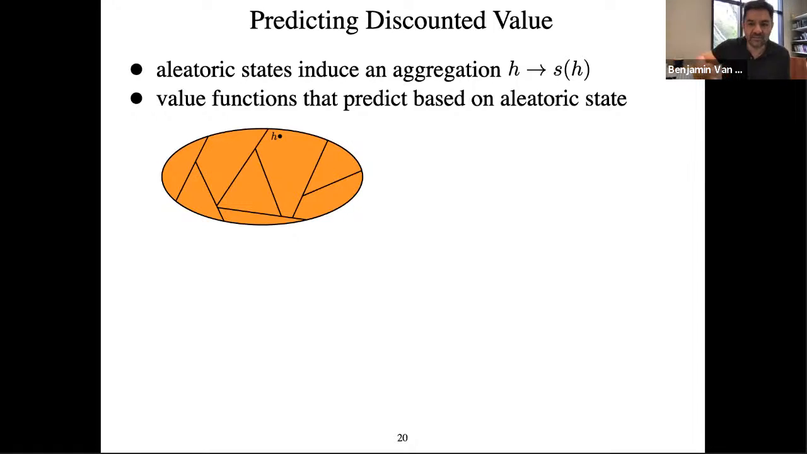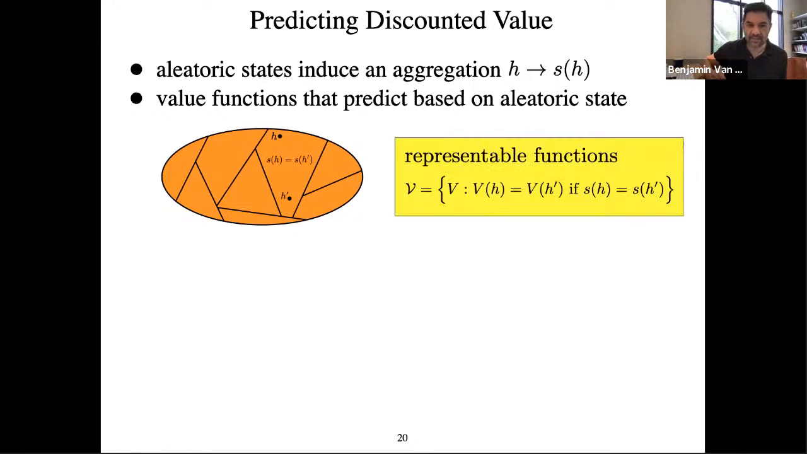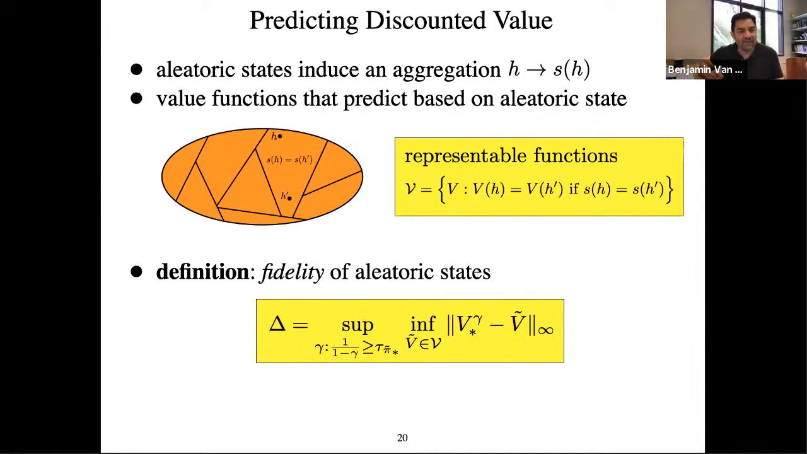And so you can think of all histories with the same aleatoric state as making up a cell of this partition. Two histories, H and H prime, in the same cell give the same aleatoric state here. If we're trying to predict value based on aleatoric state, we're going to generate the same prediction for both H and H prime. So if you generate predictions based only on aleatoric state, there's a set of representable functions. I'll call that V script. These are the value functions that generate predictions based only on aleatoric state. And I'll define a term, the fidelity of our aleatoric states.